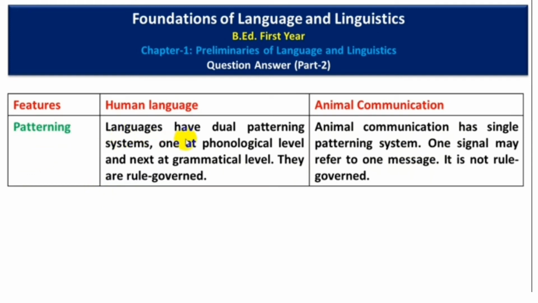Patterning. Languages have dual patterning systems, one at the phonological level and the next at the grammatical level. They are rule-governed. Animal communication has a single patterning system. One signal may refer to one message. It is not rule-governed.